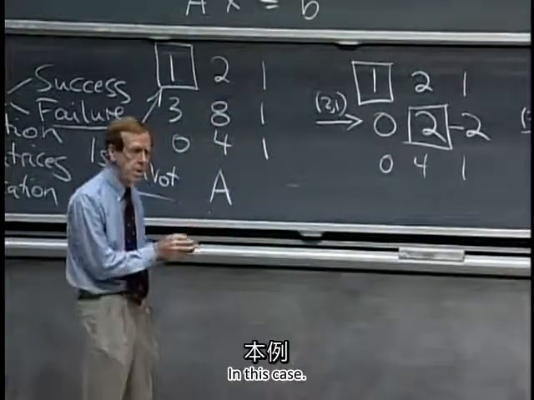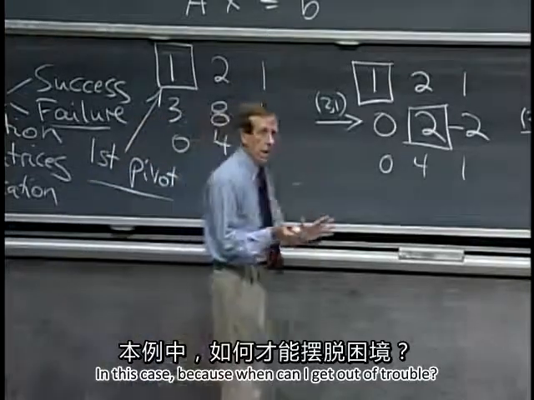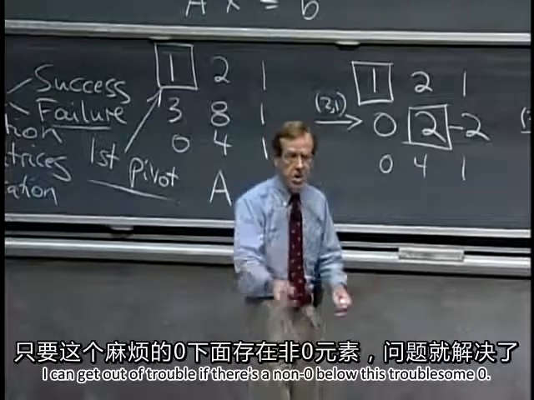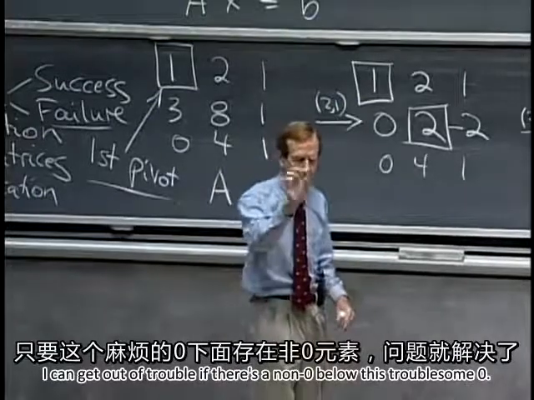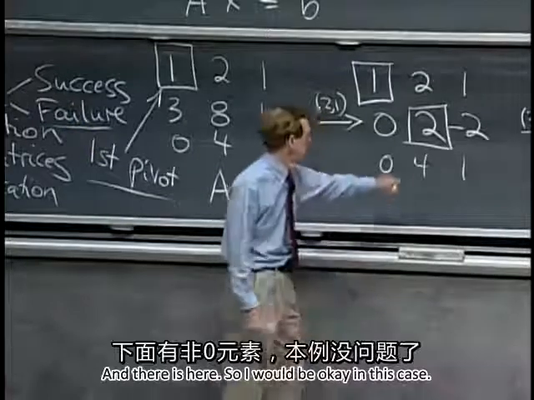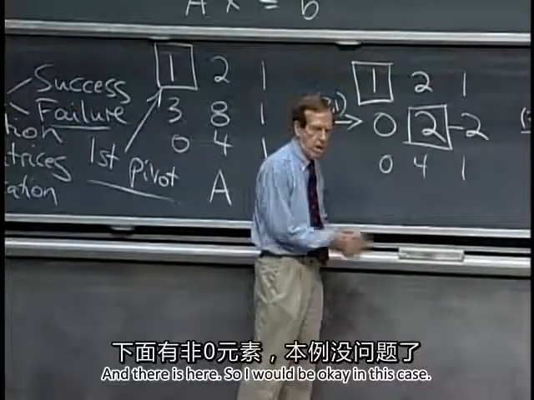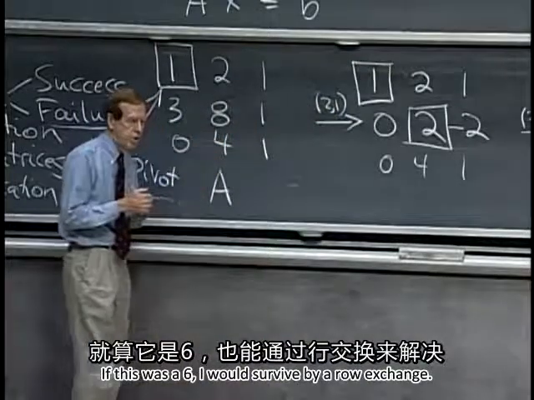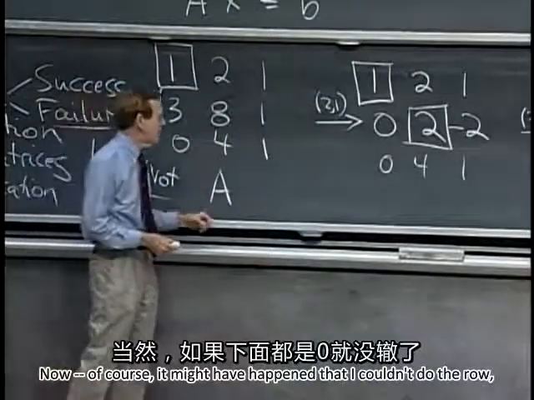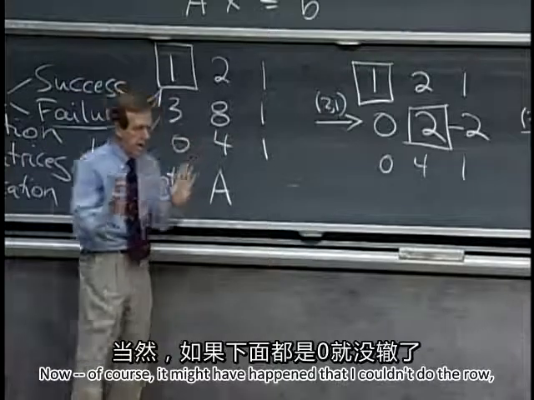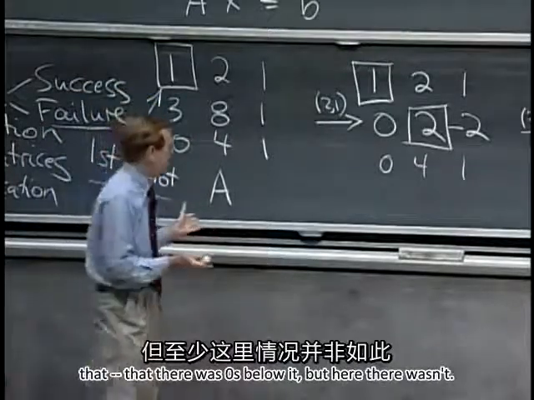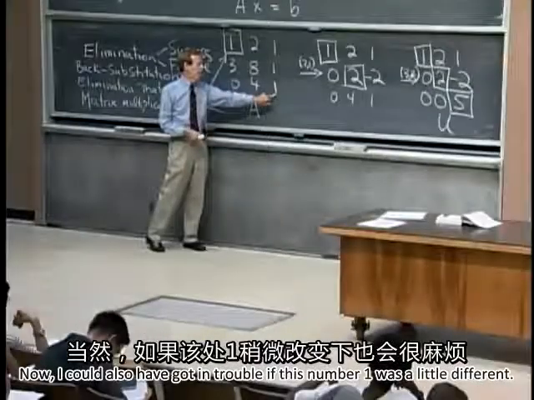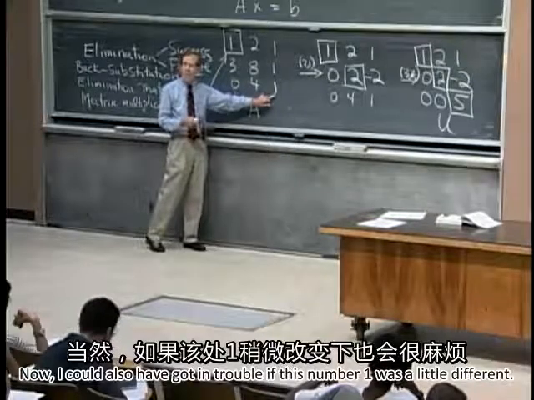In this case, when can I get out of trouble? I can get out of trouble if there's a non-zero below this troublesome 0. And there is here. So I would be okay in this case. If this was a 6, I would survive by a row exchange. Now, of course, it might have happened that I couldn't do the row exchange, that there were zeros below it, but here there weren't. Now, I could also have got in trouble if this number 1 was a little different.